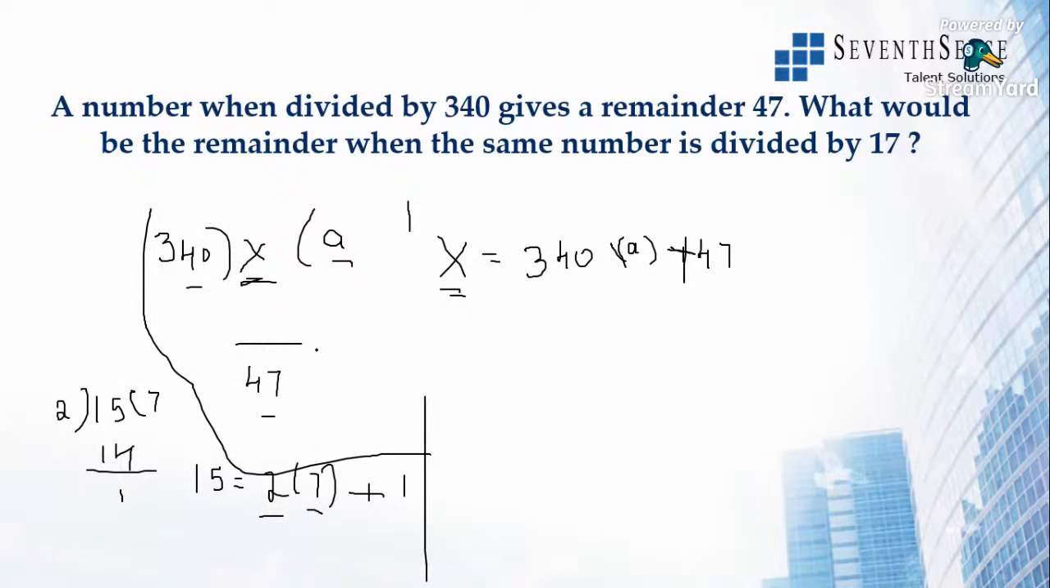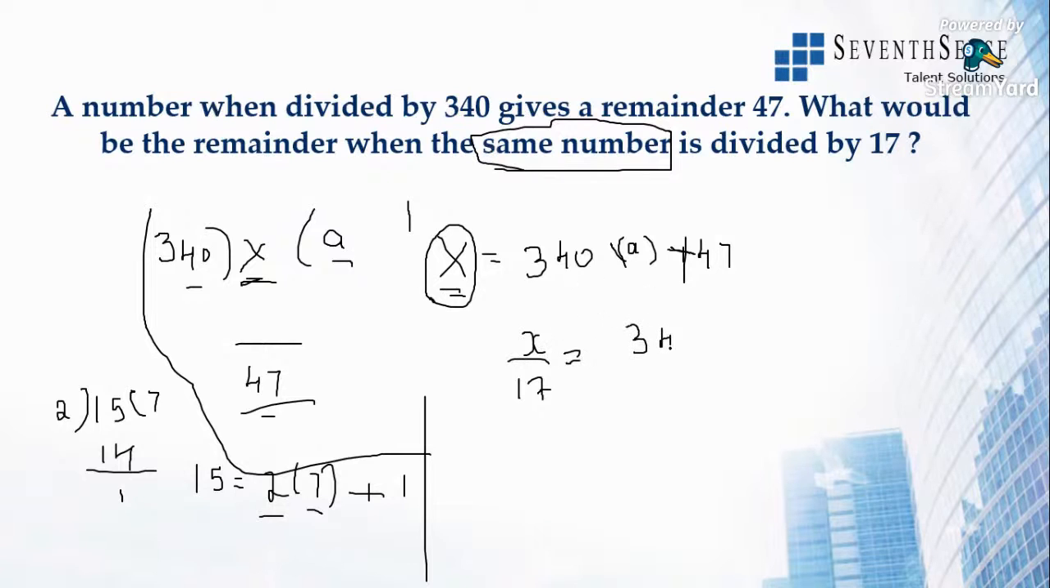So X, when divided by 340, the remainder is 47. Now they're asking, if the same number X is divided by 17, what would be the remainder? Substitute the X value here. It becomes 340 multiplied by A divided by 17, plus 47 divided by 17. 340 is a multiple of 17.